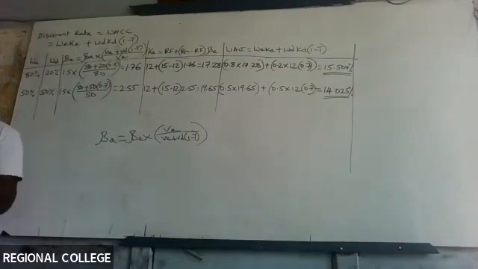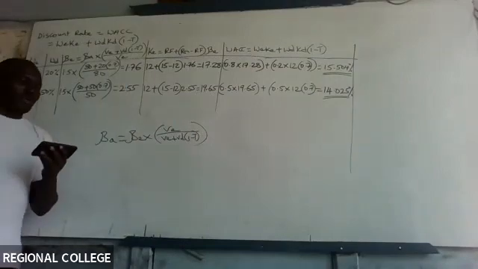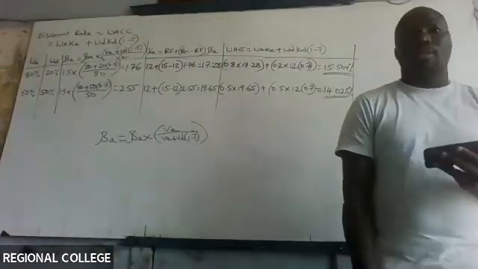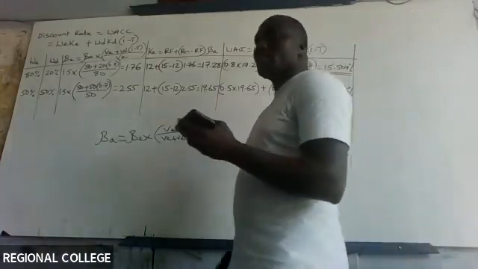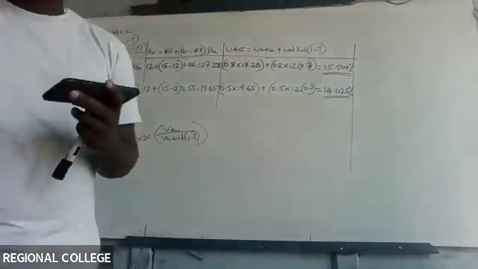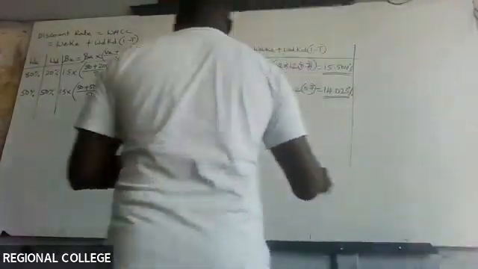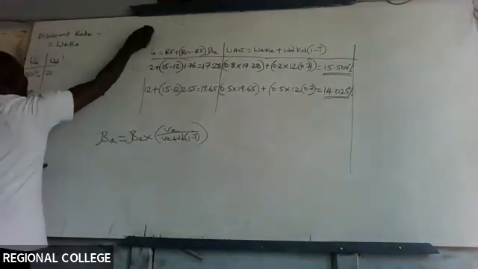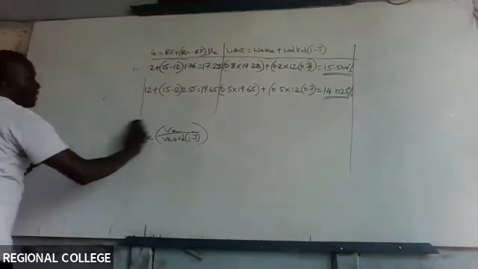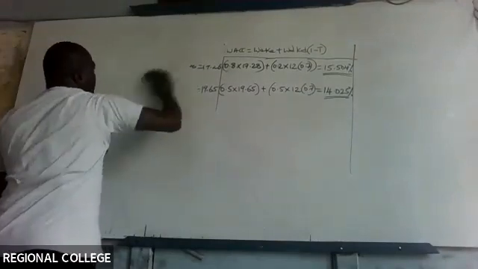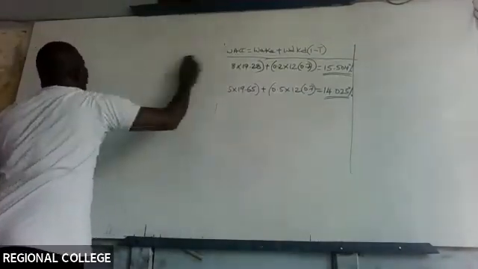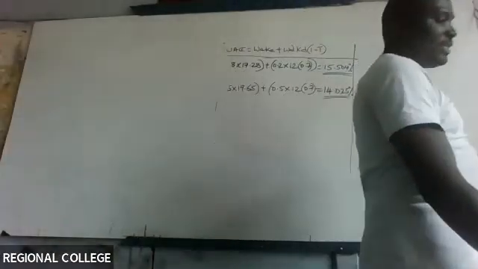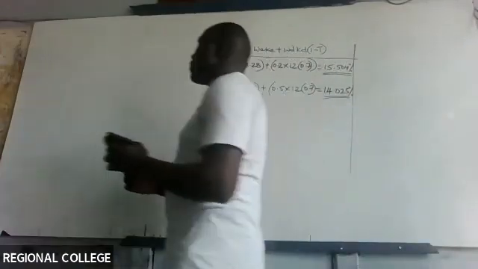In portfolio, part A and B. Examine three practical weaknesses of the APM as used in portfolio theory. Weaknesses are the same as assumptions. So assumptions or weaknesses of the arbitrage pricing model. So number one, it assumes that. Let's just say it assumes that. Then you put full stops.